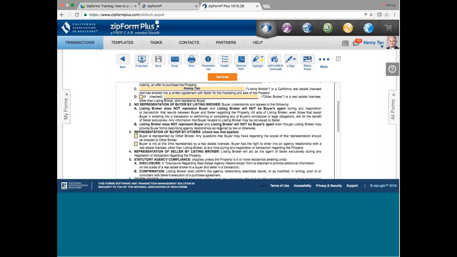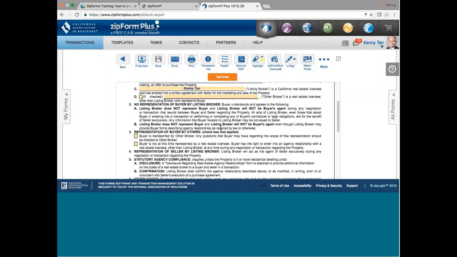buyer, and listing broker will not be a buyer's agent, even though listing broker may provide buyer forms describing agency relationships as required by law or otherwise. You know, the agency disclosure that you provide to the parties, the form itself rather doesn't really say which side you represent. All the form does is simply tell the recipient all the legal obligations and duties of each type of agency.